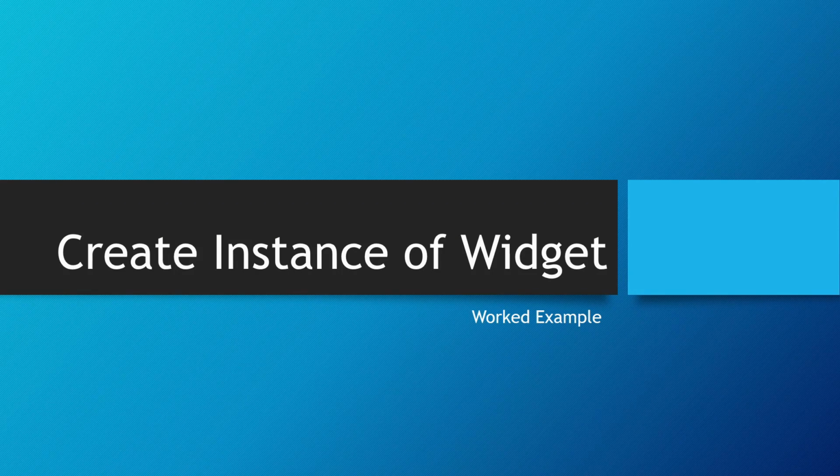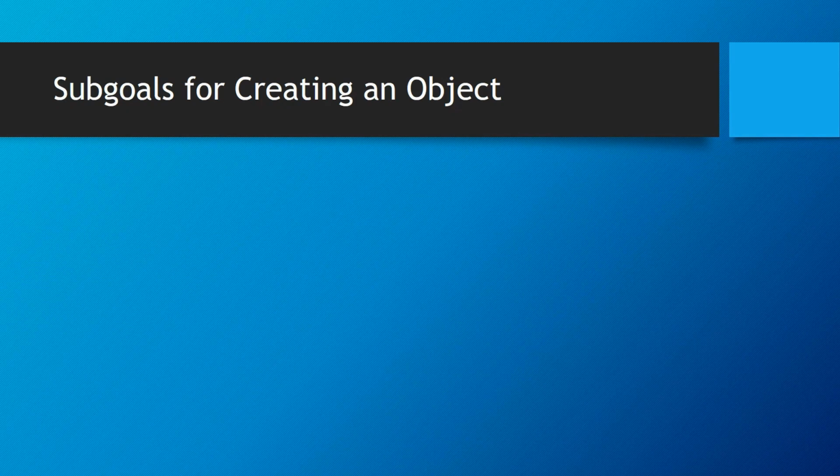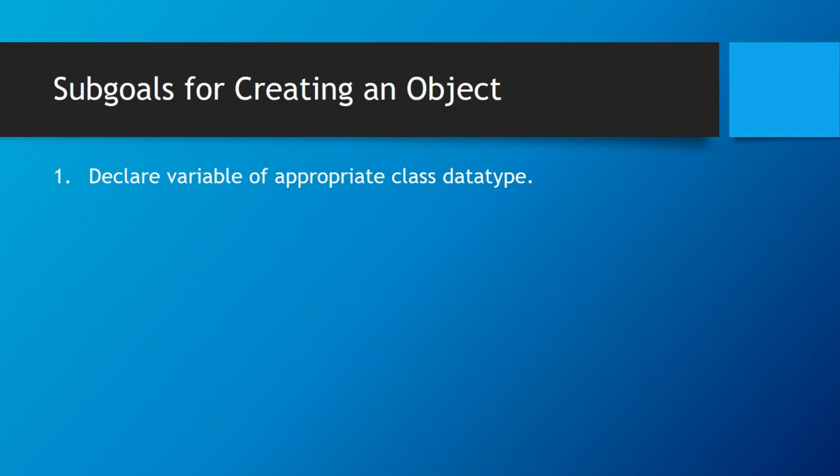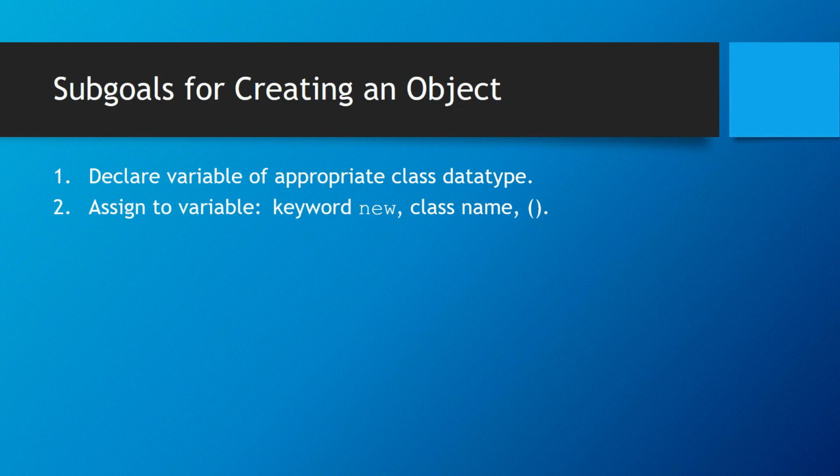In this video, we will be creating an object instance of the widget class. The goal is to create an object. In order to achieve this goal, we must work through each of the subgoals. The first subgoal is to declare a variable of the appropriate class type. The second subgoal is to assign to that variable the keyword new, followed by the class name, followed by parentheses.